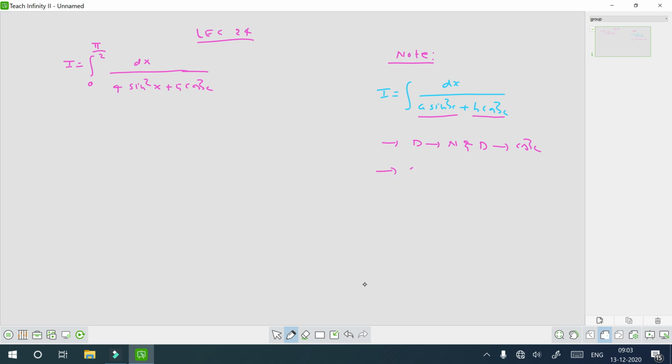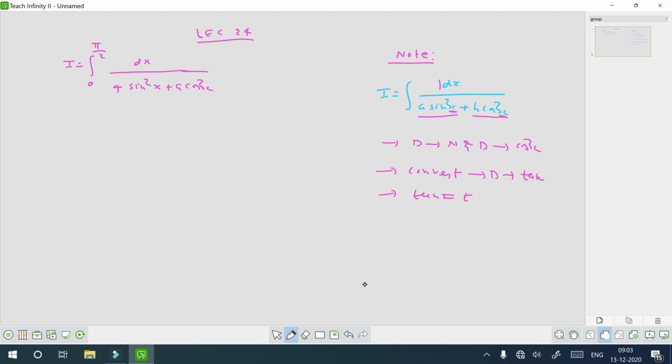Next step, convert denominator quantity in terms of tan. Third one, take tan x is equal to t. Clear? Here variable x is given, they can give x, 2x, x by 2, 4x, whatever may be. But here numerator is 1. Clear?